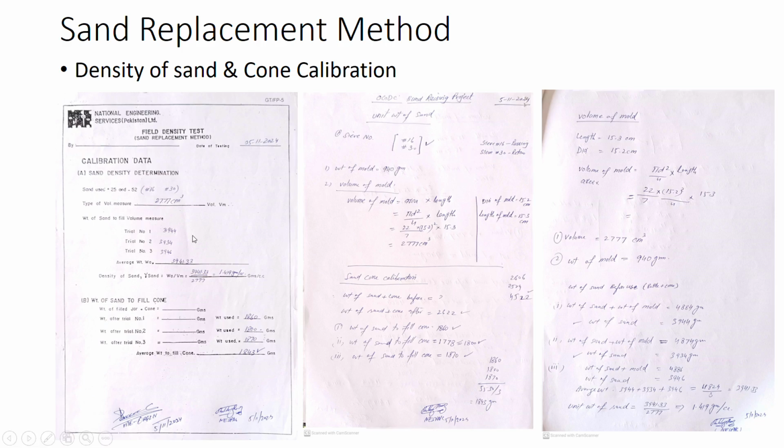So this is the calibration of the cone and density of the sand. First you need sand passing 16 and retained on 30. Then you need to note down the volumes. So these are the volumes, and this is the volume of the bowl, and these are the volumes of sand during 3 trials, recorded 3 trials.